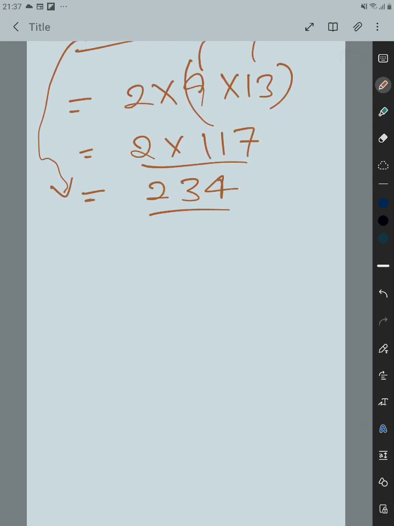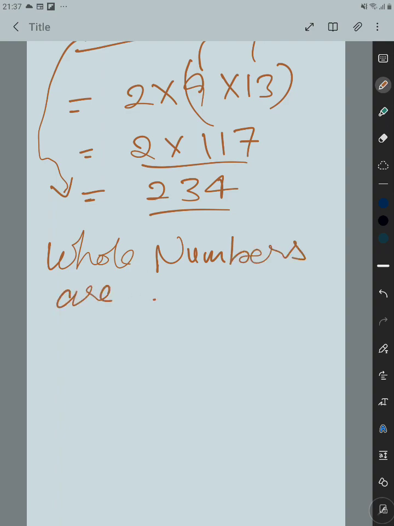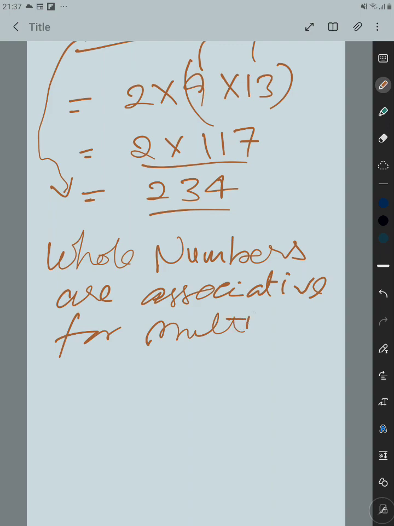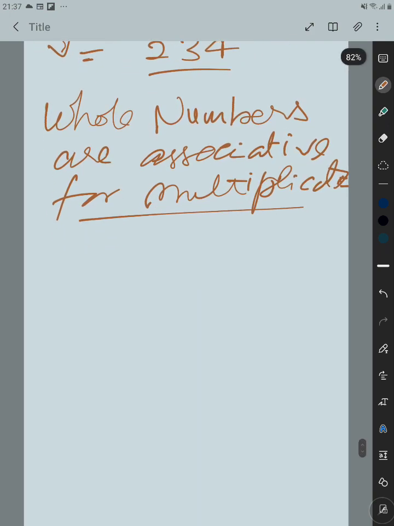So you can say here that whole numbers are associative for multiplication. See, this is our final conclusion for multiplication.